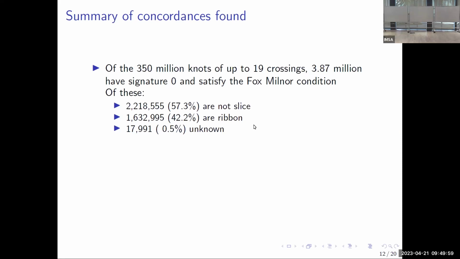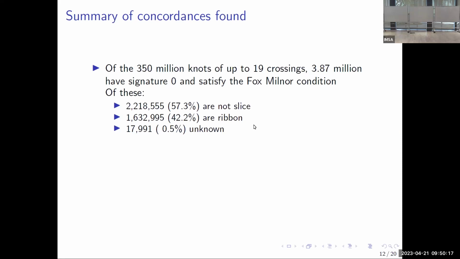About 4 million of them satisfy the most basic topological slice obstruction conditions we had, which were signature 0 and the Fox-Milnor condition. So for the rest of the talk, I'm really only going to be talking about those 4 million.